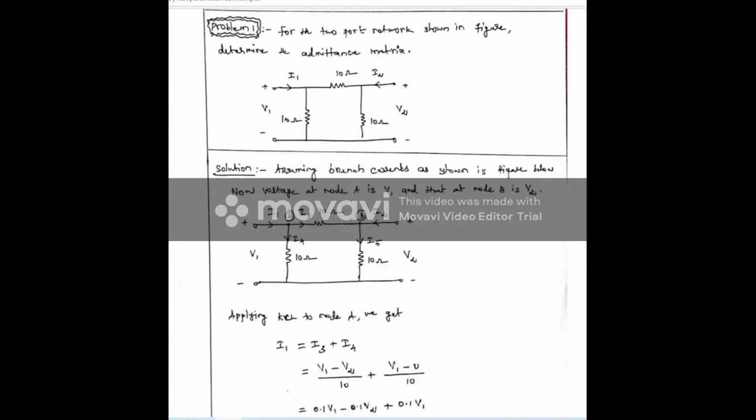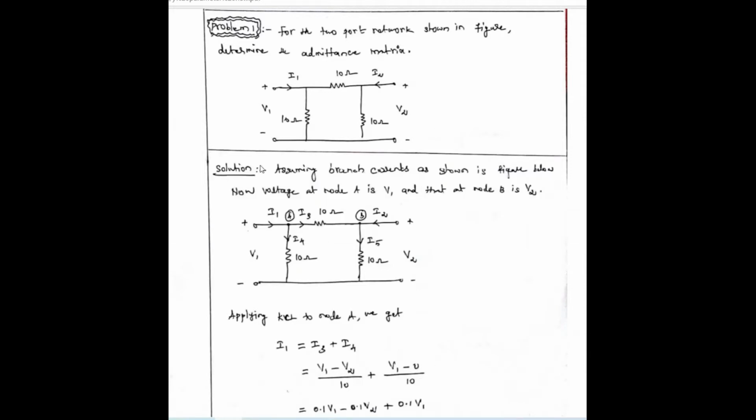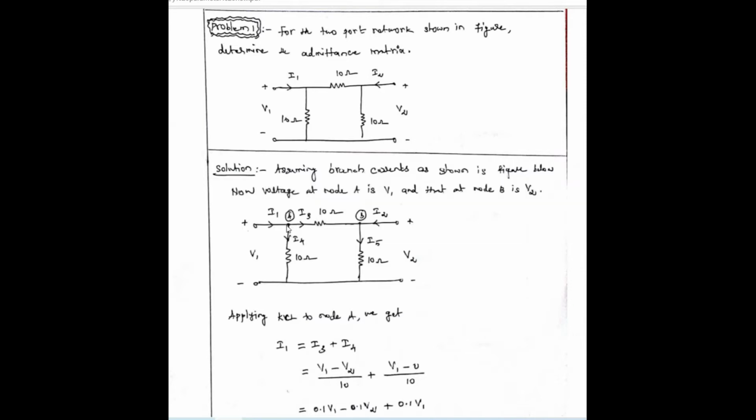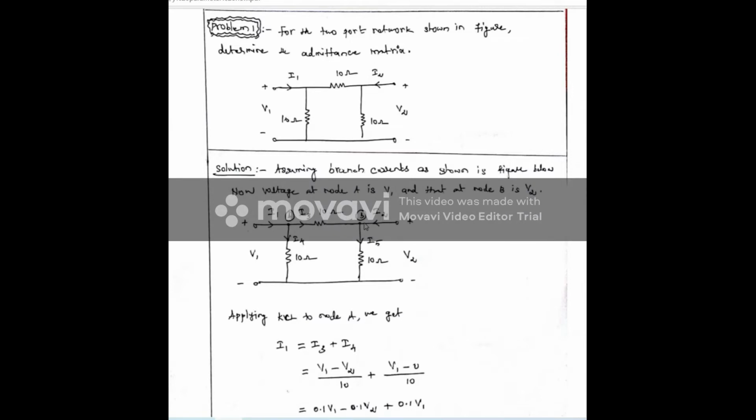So in order to find out those 4 values, we are going to write the KCL equation for the given circuit. In order to write the KCL equation, first we have to mark the branch currents. Here in the given diagram, the 2 currents are mentioned. This is I1 and this is I2. And in this circuit, there are 2 nodes. Consider this is node A and this is node B. The current entering node A, we consider as the input current I1, and the current entering node B is I2.